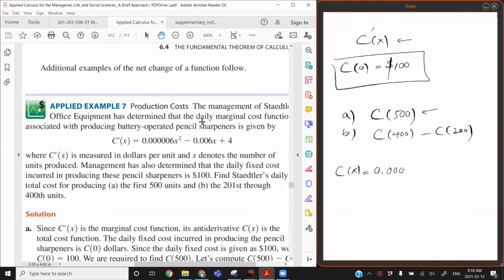0.5 followed by five zeros, and if I divide 6 by 3, I get 2x to the power of 3, minus 0.00..., divide that by 2, I get 3x squared, plus 4x, and then plus C. We know that C of 0 is 100, so C is going to be 100. That means you have the cost function. You can plug in 500 into that and get the answer. Is that clear?